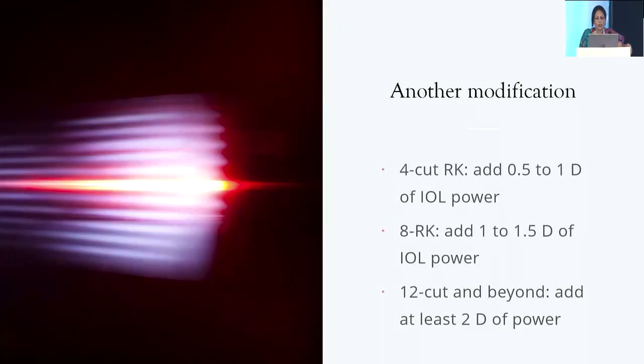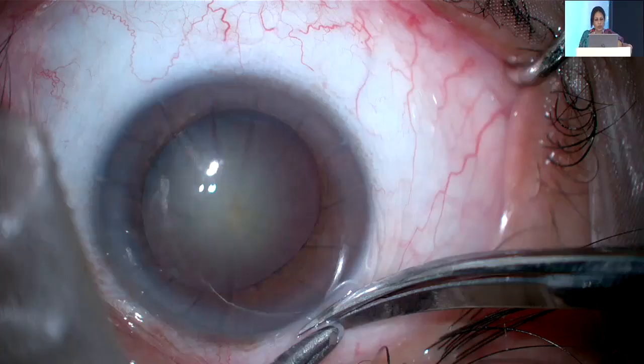Another modification which has been suggested is that if there are 4 cuts of RK, then you add 0.5 to 1 diopter. If there are 8 RK cuts, then you add 1 to 1.5 diopters. If 12 cuts and beyond, then you add at least 2 diopters to your estimated IOL power calculation.